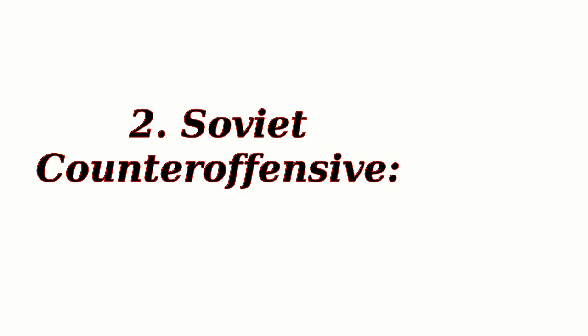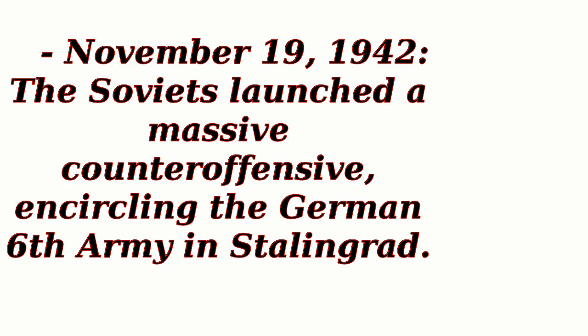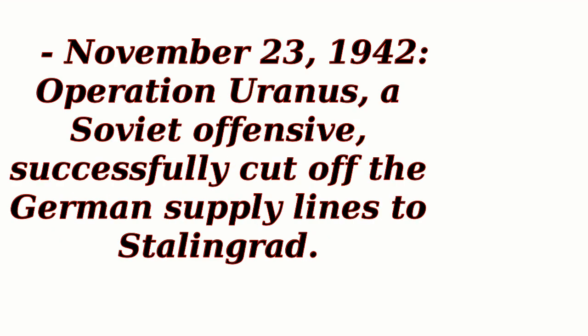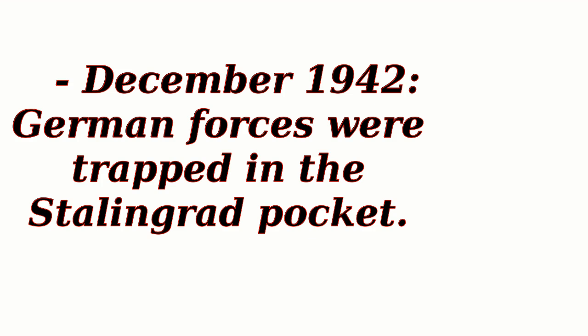2. Soviet counteroffensive. November 19, 1942, the Soviets launched a massive counteroffensive, encircling the German 6th Army in Stalingrad. November 23, 1942, Operation Uranus, a Soviet offensive, successfully cut off the German supply lines to Stalingrad. December 1942, German forces were trapped in the Stalingrad pocket.